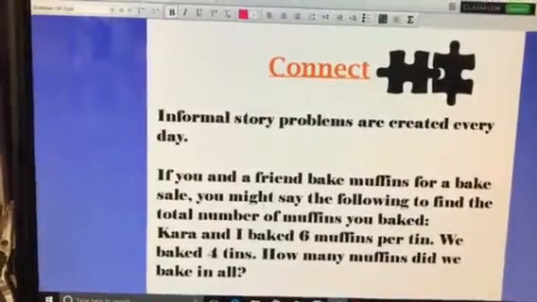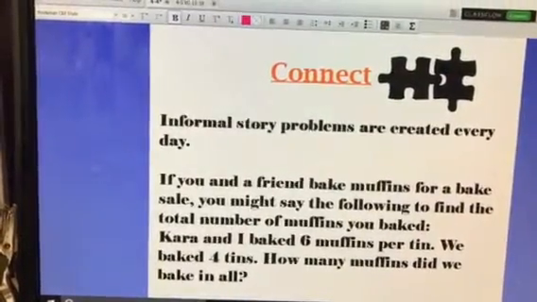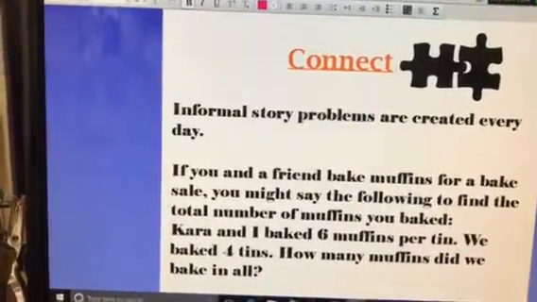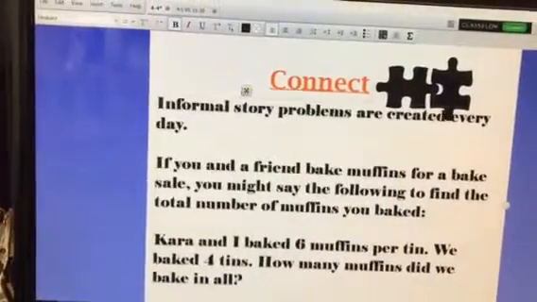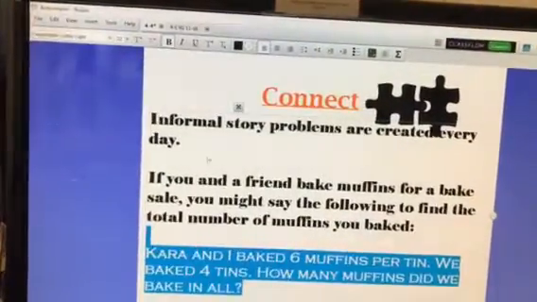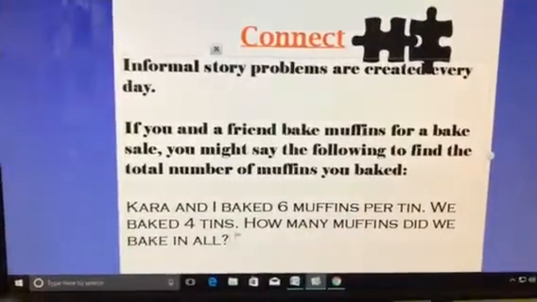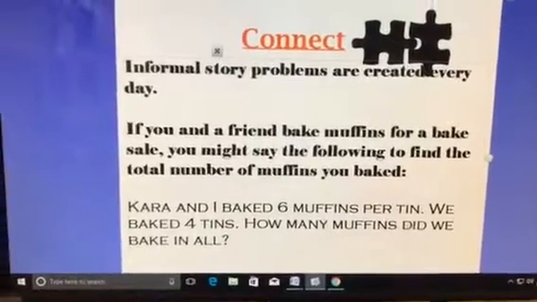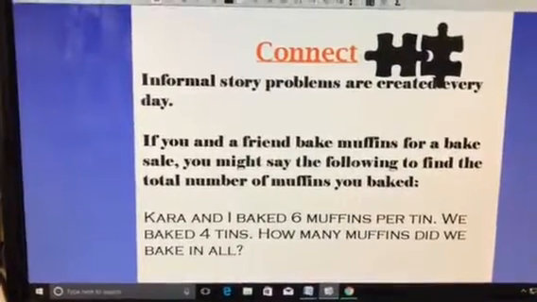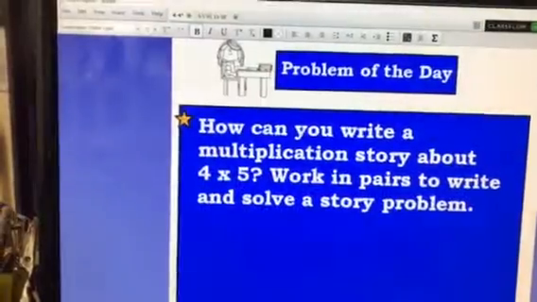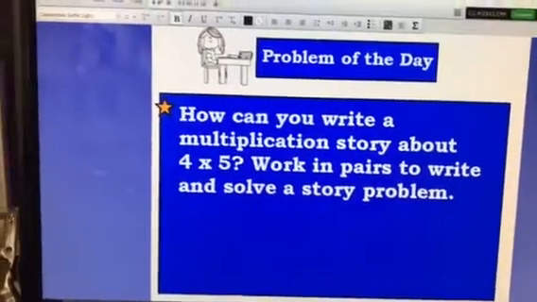For example, if you and a friend bake muffins for a bake sale, you might say the following to find the total number of muffins you baked. It says, Kara and I baked 6 muffins per tin. We baked 4 tins. How many muffins did we bake in all? So different problems like this might occur in everyday life, and we want to make sure that we're able to solve them. So our problem of the day was this.